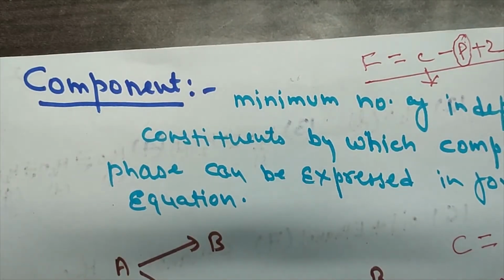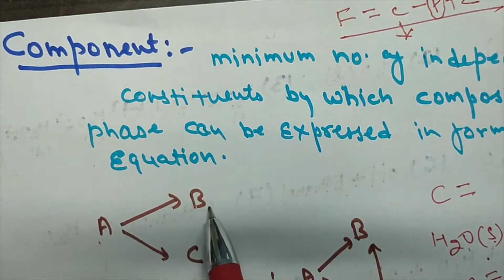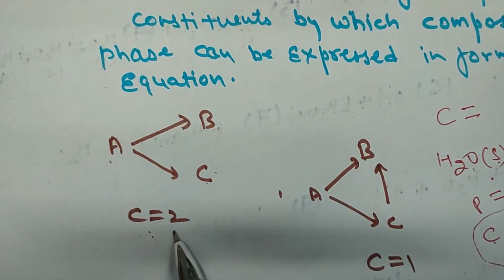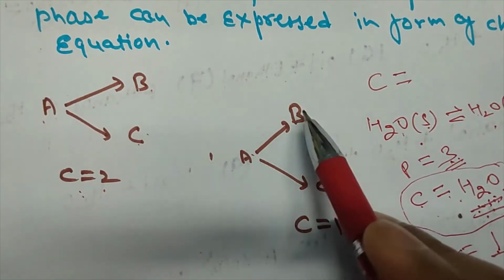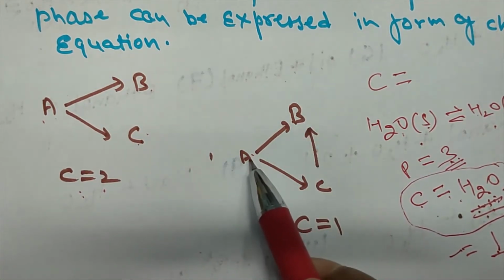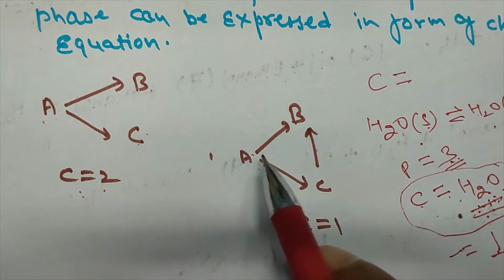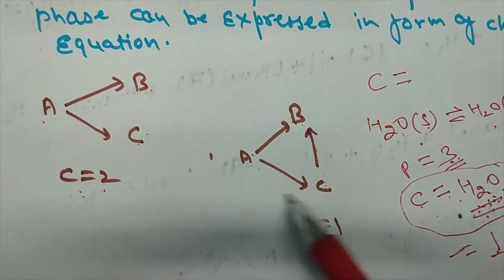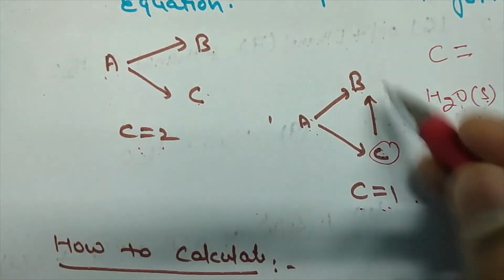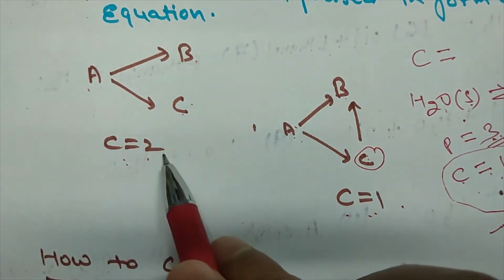Like here, if the equation is: A will form B, A will form C, and there is no relationship between B and C, then you can say you require at least 2 components to express all these 3 phases. But if B is made up from A, C is made up from A, and also C produces B, it means these 3 are interconnected to each other. Then the component will be 1, because if you take any one, it can easily make all these things. But in the first case the component will be 2.